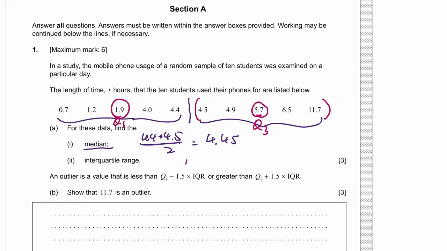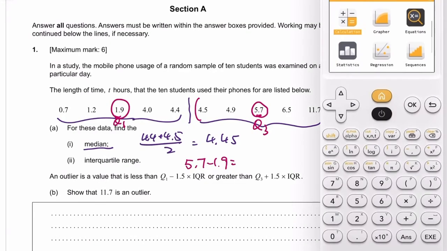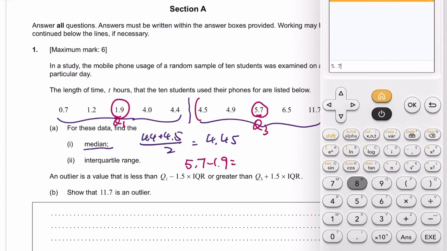Then interquartile range would be Q3 minus Q1, which is 3.8.